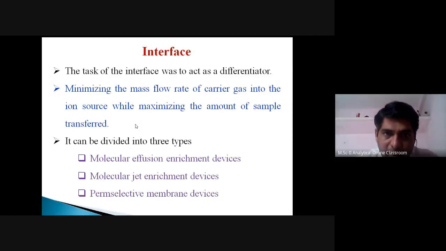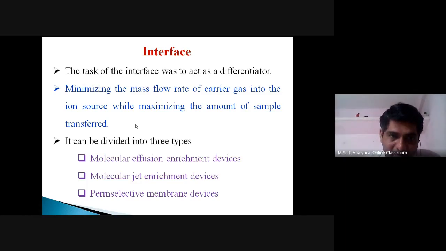So in GC, you have a large amount of carrier gas. For example, let's say helium. We are using helium, so its amount will be high, whereas the amount of analyte is low. This is the condition in the GC. But in mass spectrometry, we require a high amount of the analyte as compared to the amount of helium. So we have to take out the helium from the sample or carrier flow, and this can be done by the interface.